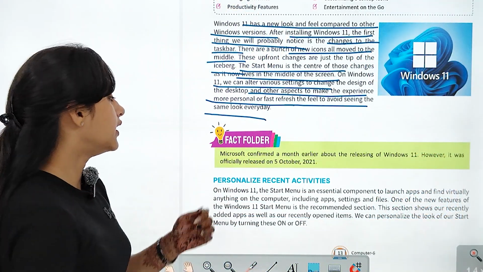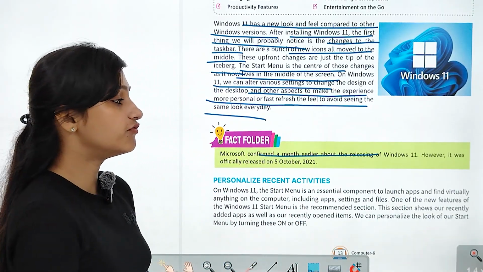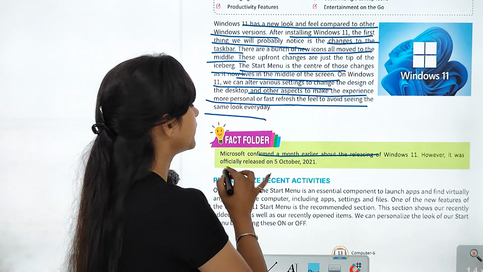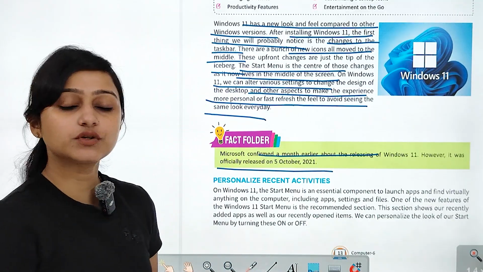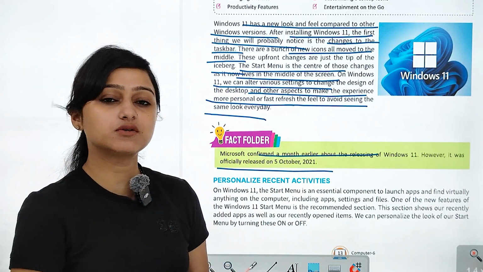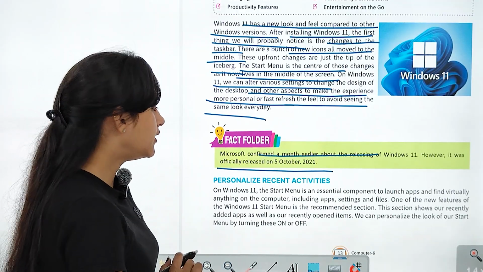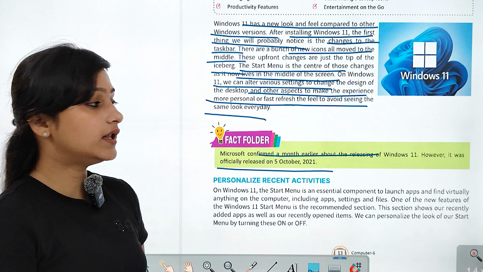Microsoft fact: Microsoft confirmed a month earlier about the releasing of Windows 11. However, it was officially released on 5 October 2021. When was Windows 11 released? It was released on 5 October 2021. They had already told us one month earlier about the release of Windows 11.